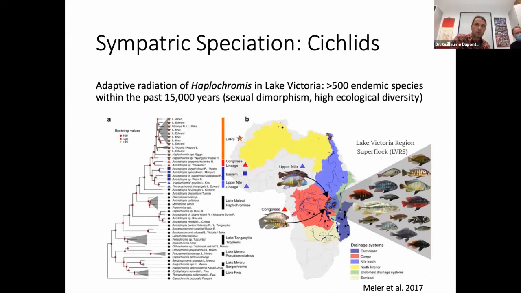So this is the most rapid example of speciation for vertebrates which we know to date. Over 500 endemic species evolved in a very short period of time, in the absence of physical barriers, in one lake. And it goes back to sexual selection or preferential mating.